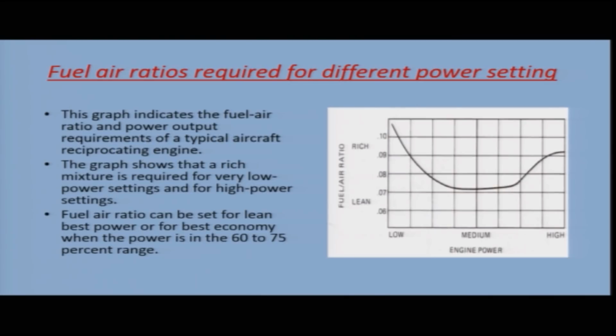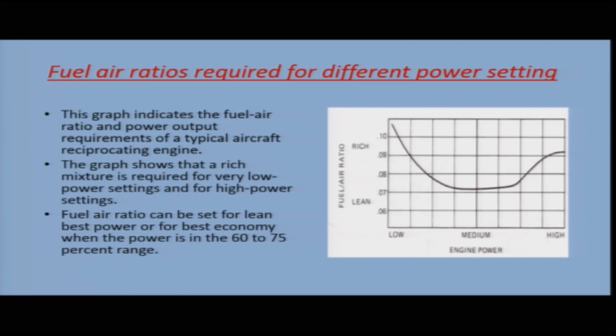Now, let us see what fuel air ratios are required for different power settings. This graph indicates the fuel air ratio and power output requirements for a typical aircraft reciprocating engine. The graph shows that a rich mixture is required for very low power settings and for high power settings. Here in the graph, on the extreme left, this is your fuel air ratio, this is your mixture, and this is your power. At high power conditions you need a rich mixture, and when you have low power, in that condition also you require a rich mixture.